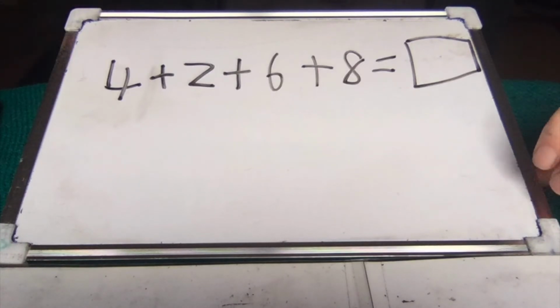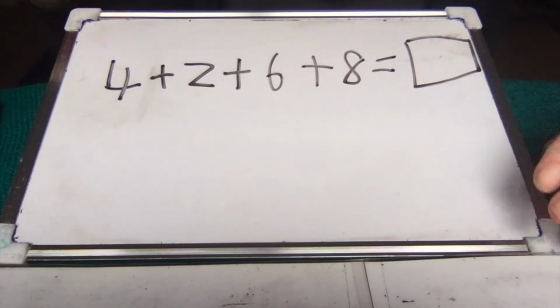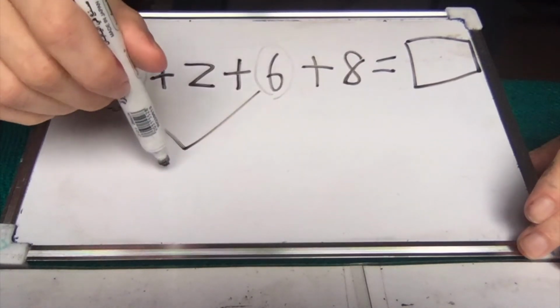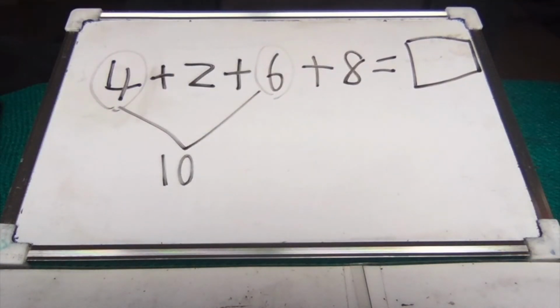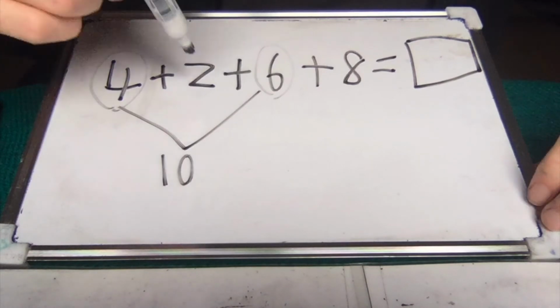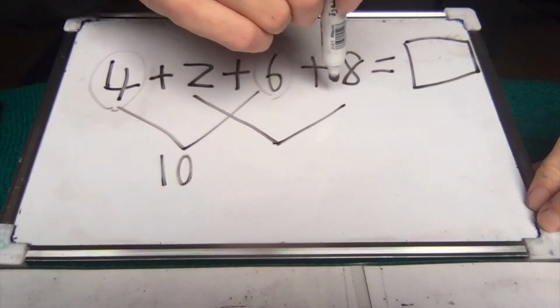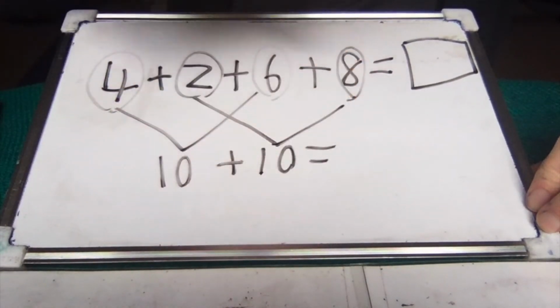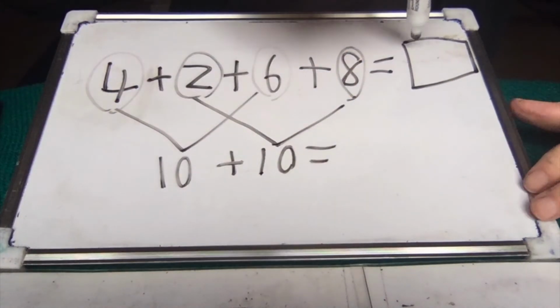There we go, straight away. Did you see it too? A 6 and a 4. We know that a 6 and a 4 makes 10. We also know, yes, that an 8 and a 2 makes 10. 10 and 10 is the same as 20.